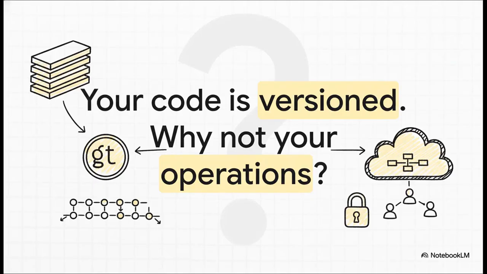So I'll just leave you with this final thought. For decades now, we've all agreed on the massive value of version controlling our code, right? GitOps just asks the next logical question. Isn't it time we gave our operations that same level of rigor, safety, and collaboration too?